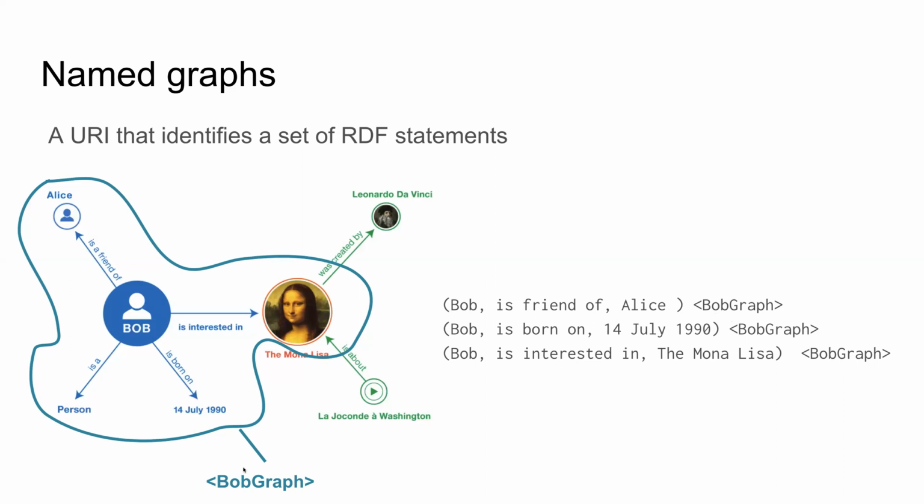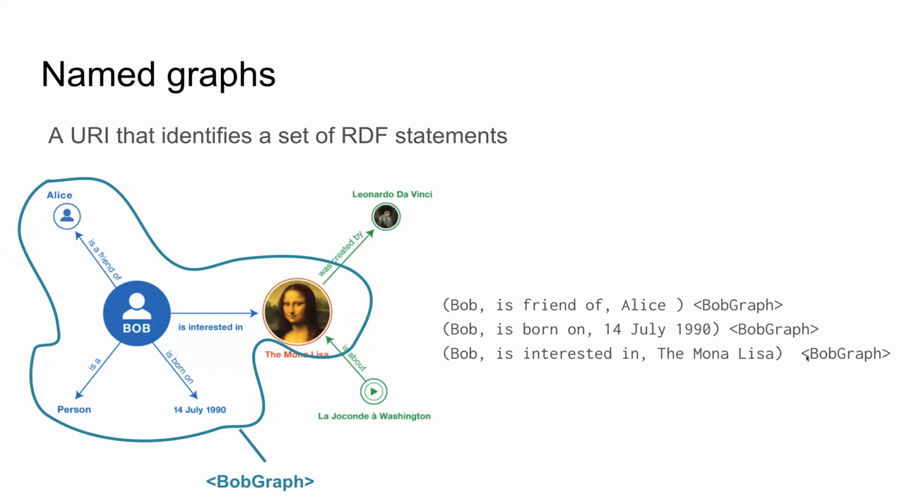So in this case, we call this named graph Bob graph, and then we represent all the triples that are inside this named graph as belonging to the Bob graph. So Bob is friend of Alice is a triple that belongs to the Bob graph. Bob is born on the 14th of July 1990 belongs to the Bob graph. And Bob is interested in the Mona Lisa is also belonging to the Bob graph.